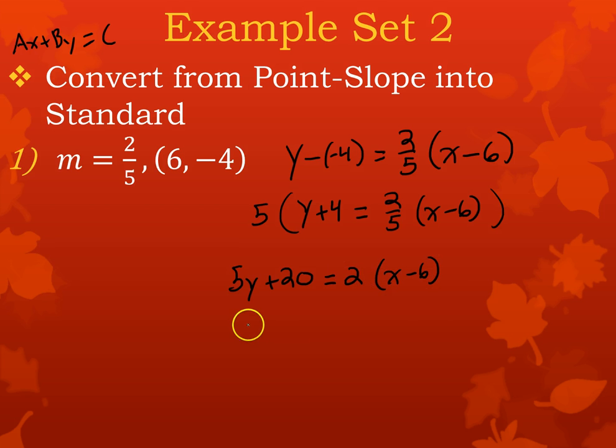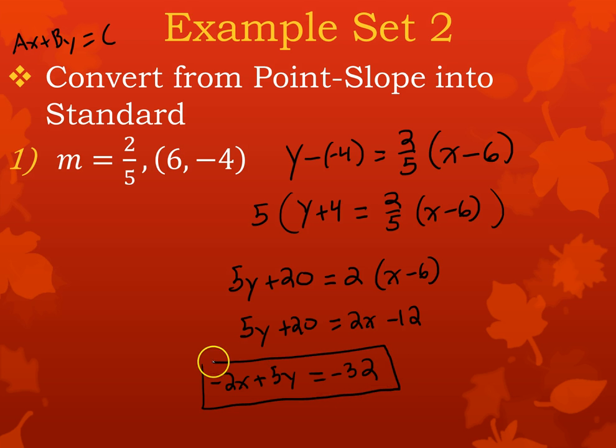Now there are no more fractions. Now distributing the 2 works out pretty well. 5y plus 20 equals 2x minus 12. I move my 2x over by subtracting. Move my 20 over by subtracting. And I get negative 2x plus 5y equals negative 32. And I'm done. There's my equation in standard form. There are no fractions. The problem is relatively easy to deal with, so I didn't have to deal with fraction decimals by distributing, and life's good.